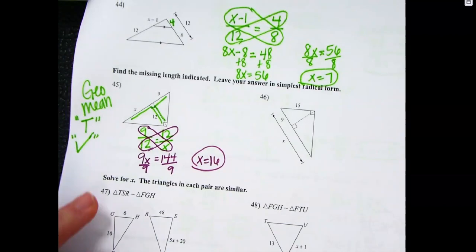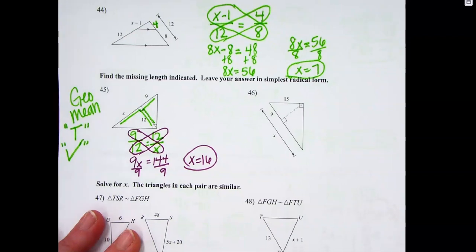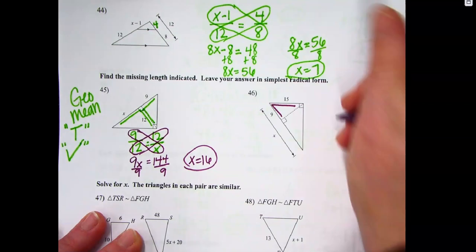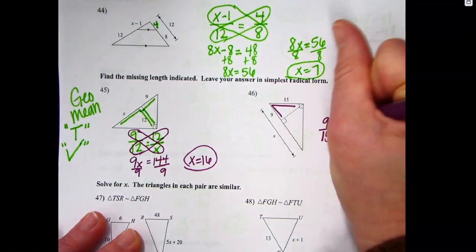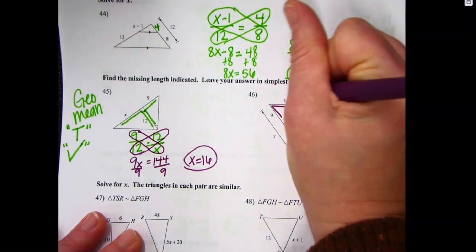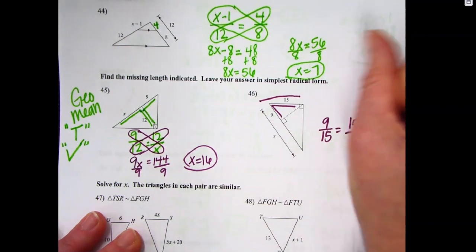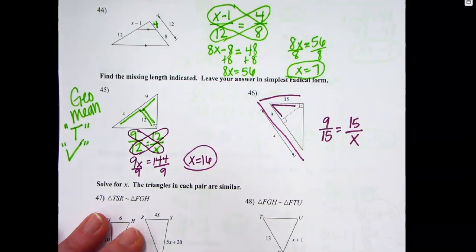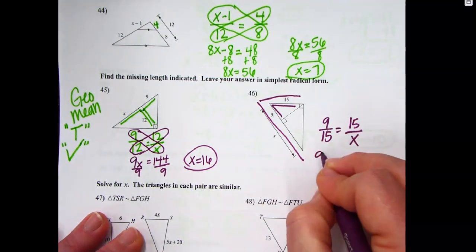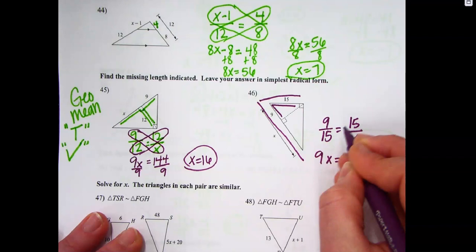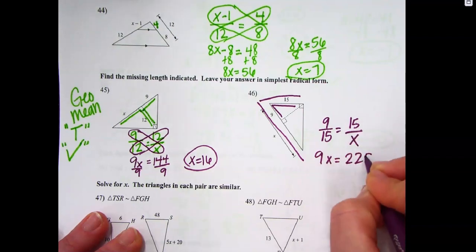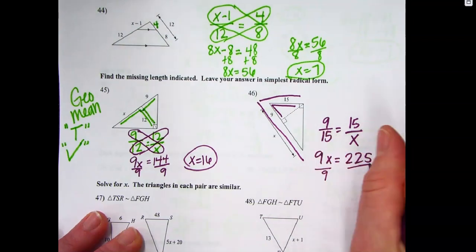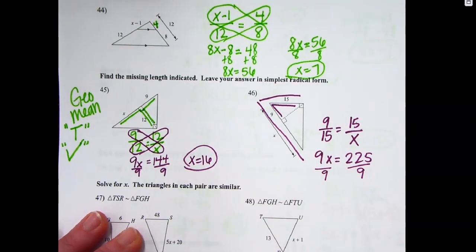This one over here, though, is the check method. So you again start with 9, but go outward to 15. 9 over 15 is equal to 15 over the entire bottom, which is x. That's our unknown. So then we multiply 9 times x, which gives us 9x. 15 times 15 gives me 225, I think. Let me just double check. Yes, 225. Divide that by 9. That gives me 25.